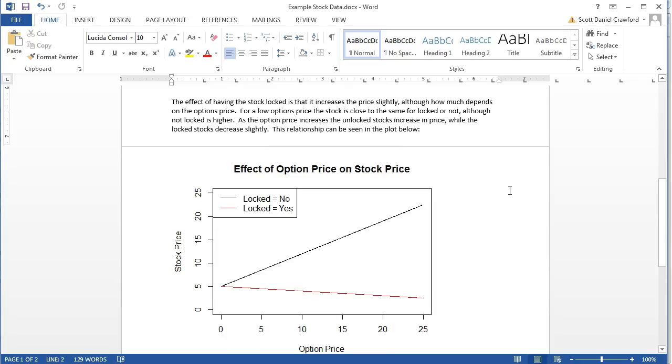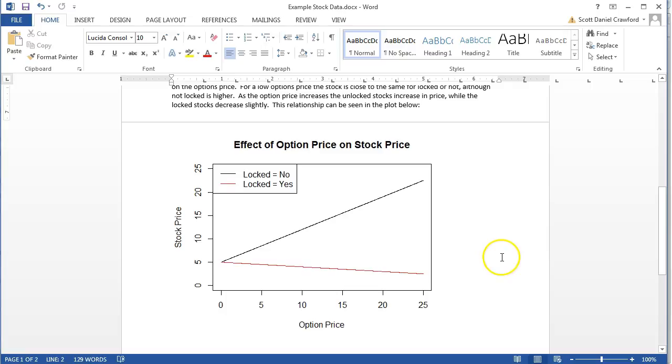Stock price, if it's not locked, then it starts out here at about the same price as if it was locked, but then it goes up pretty steeply. When it is locked, it starts out at about the same price, but then it actually drops ever so slightly, as you can see in the picture below. So there's all the different effects. It did not have a log, which is very disappointing, so it looks like I need to find another data set, and we're going to make another video.